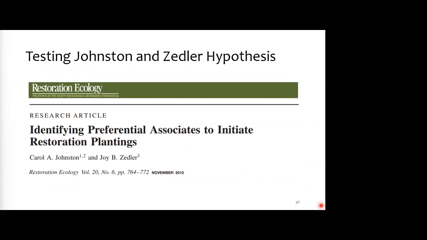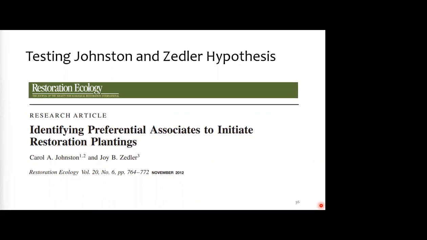So there's a lot of research on invasive cattails, especially in the Great Lakes region. And one of the papers that came out of that body of work is this paper by Johnston and Zedler from 2012. In this paper, they propose that analyzing naturally occurring plant communities can provide a list of associated pairs of species, which would help focus revegetation efforts on the species that are most likely to establish.